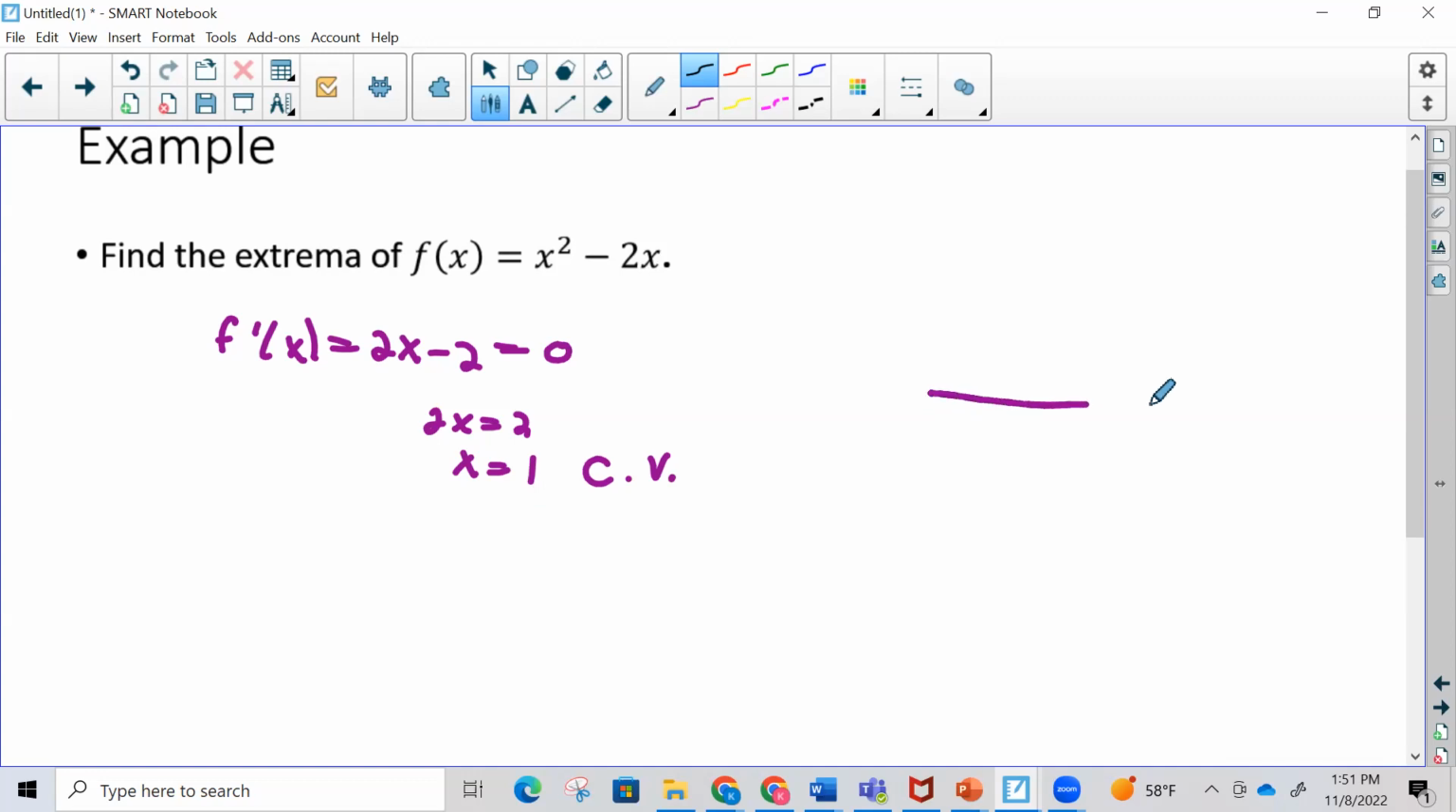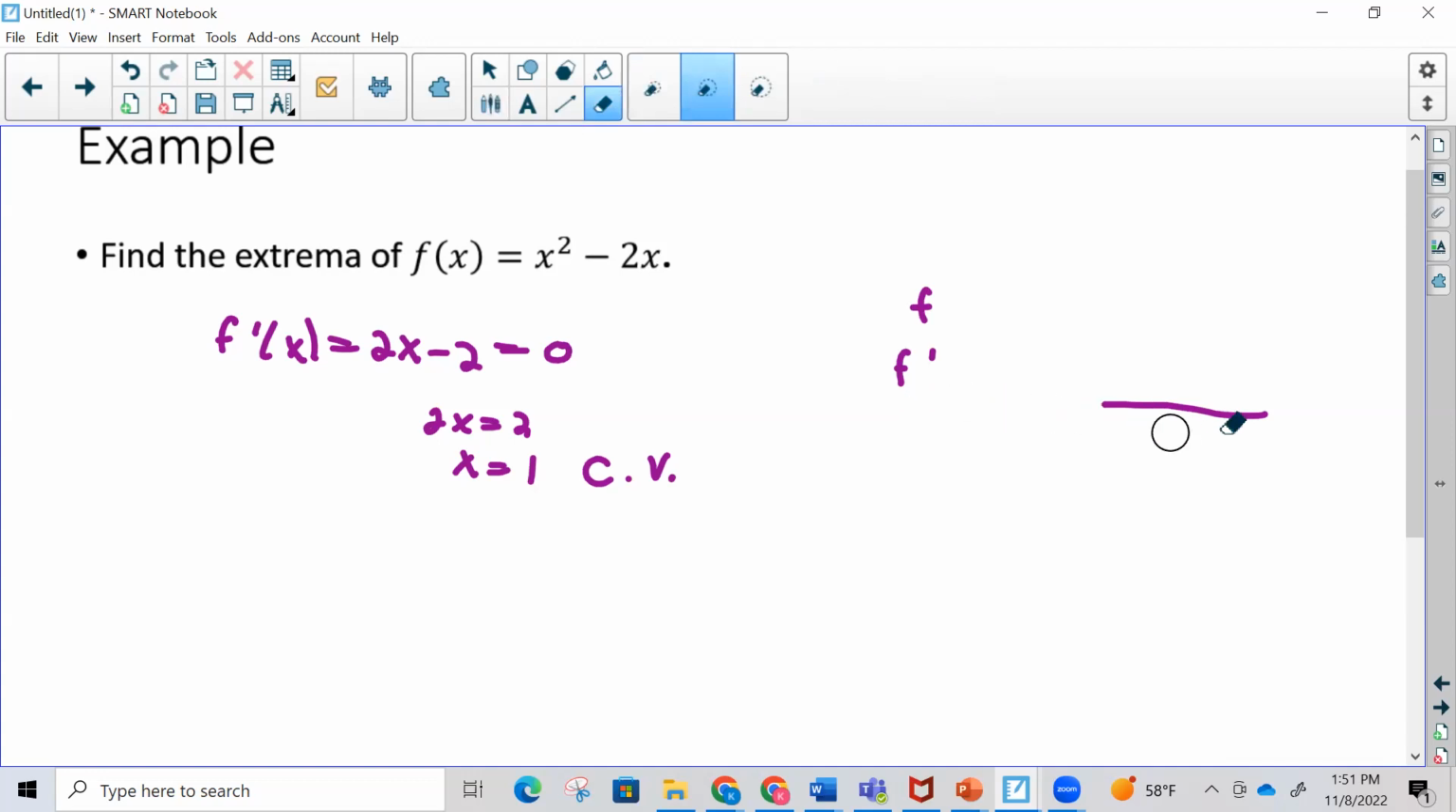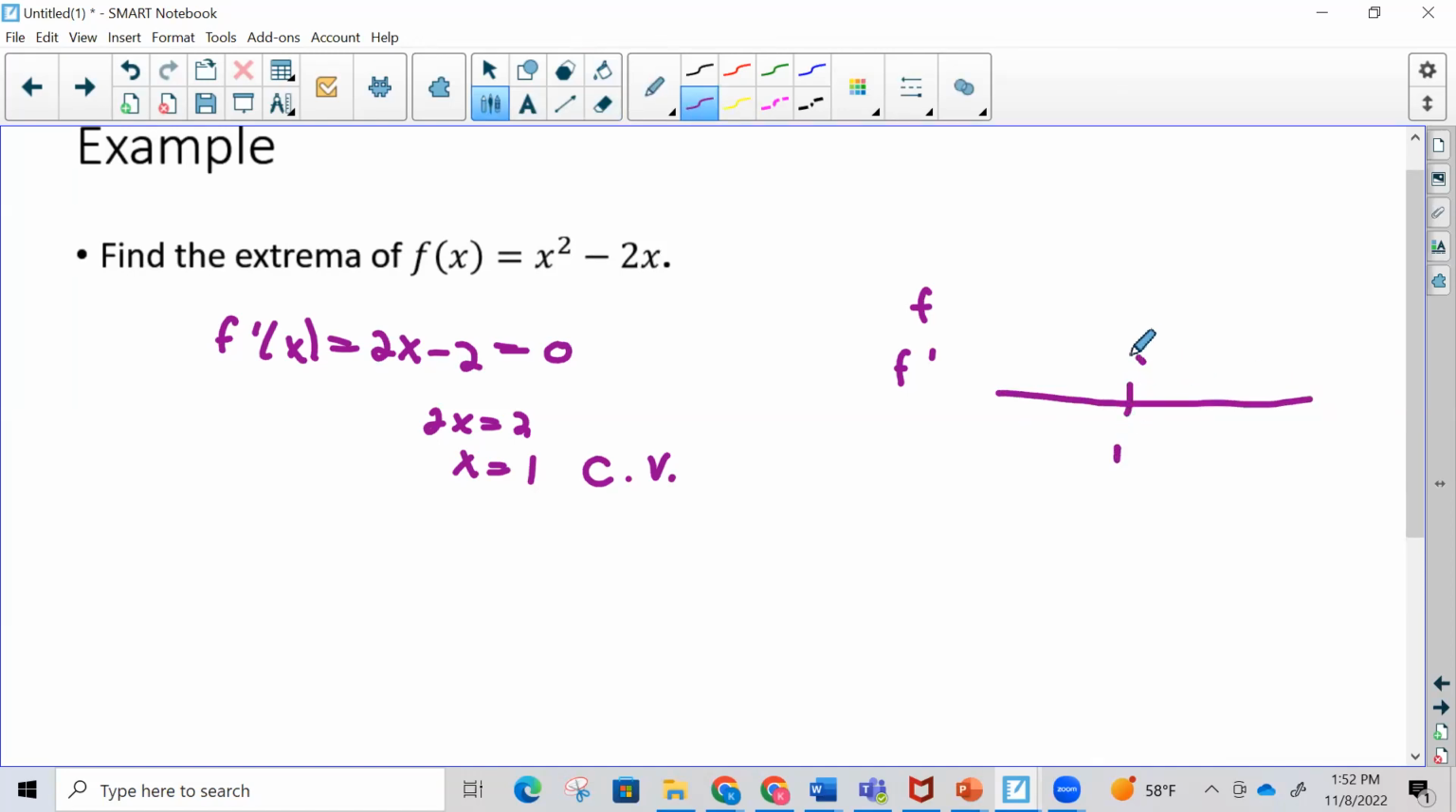So what we do is we draw our sign chart. Where we put 1 here, and then we know that the derivative is 0. And then this one splits it into two intervals, and you can write the intervals if you want, but we know that we have this one interval, negative infinity to 1. And I have my second interval, 1 to infinity. And we know that the derivative, the only place that it's 0 is at 1.